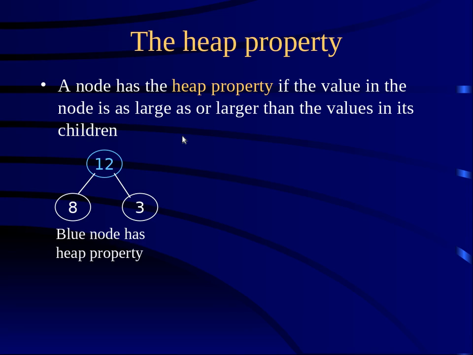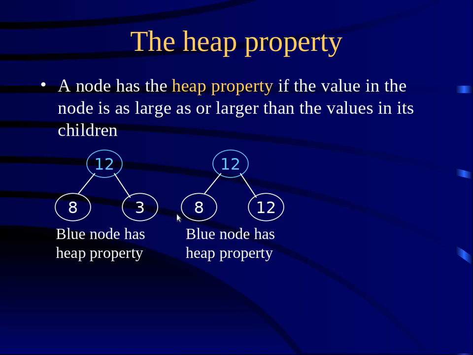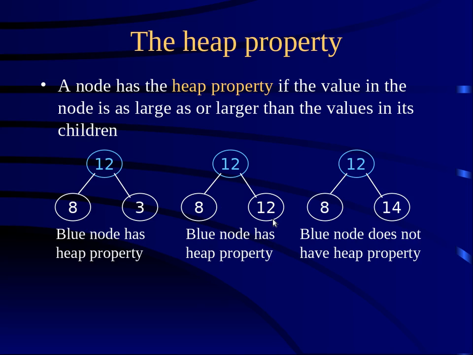So this has the heap property because 12 is greater than both 8 and 3. This has the heap property because 12 is greater than or equal, we do say equal, to 8 and greater than or equal to 12. This does not have the heap property. How can we make the tree on the right have the heap property? So we swap 14 and 12. Yeah, so we can just swap 12 and 14.